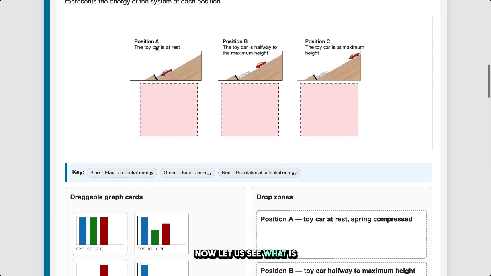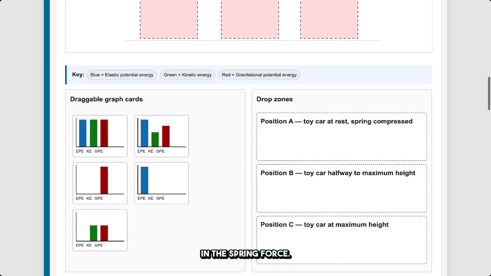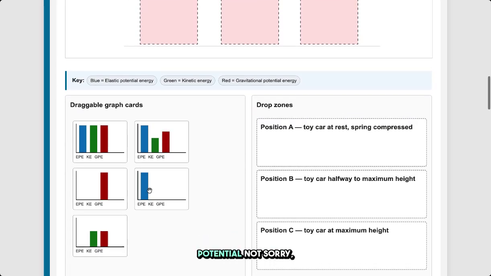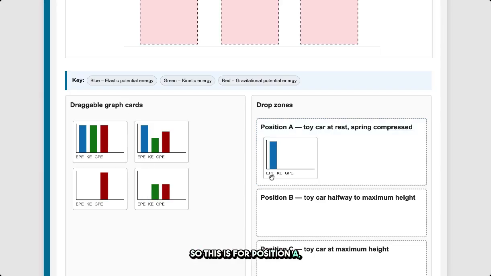Let us see position A here. In position A, the spring is compressed completely and the toy car is at rest and there is no height. So all the energy is stored only in the spring, so you can see elastic potential energy. This is for position A.